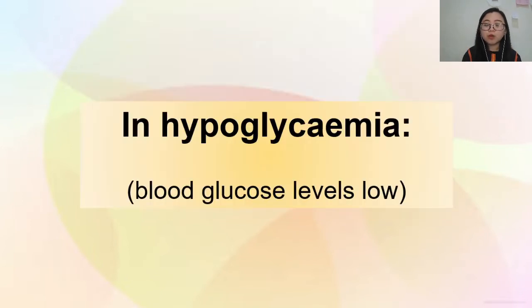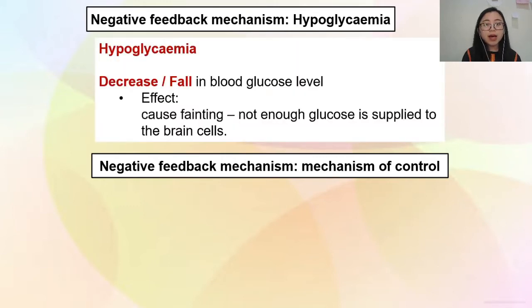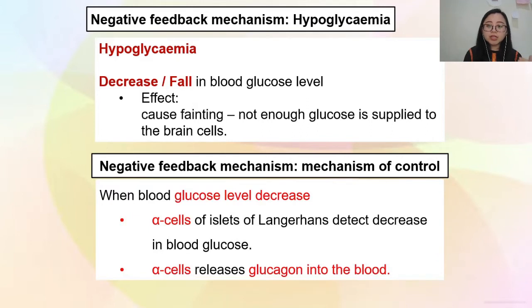Okay, let's look at what happens during hypoglycemia, which is when blood sugar levels are low. We'll look at the negative feedback mechanism for hypoglycemia. Hypoglycemia, give the definition, it is when you have a decrease or a fall in blood glucose level. The effect of hypoglycemia is it will cause fainting. There is not enough glucose supplied to the brain cells. So how does it control?